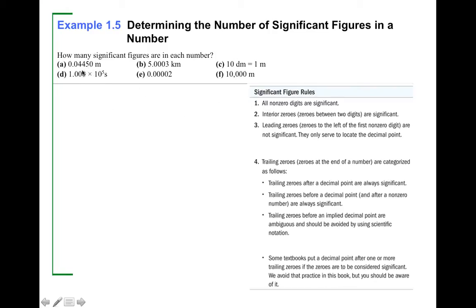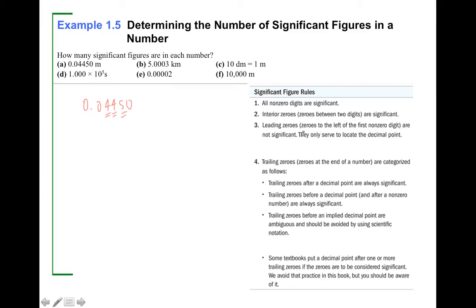So first of all, I know for sure there are at least 3 according to the first rule because those are all non-zero. But then I've got interior zeros, that's zeros between non-zeros, and there are none there. There's a non-zero and a non-zero, no interiors. Let me get a red pen here. 0.04450. There's a non-zero, a non-zero, and a non-zero, so according to rule number 1, I've got at least 3. Now, there are no interior zeros.